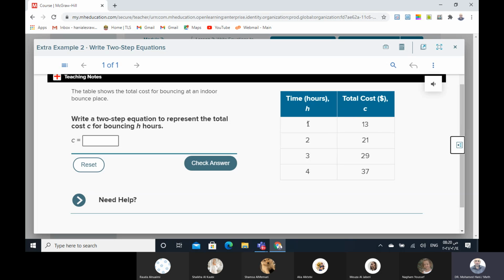Now when we have 1 hour, the cost will be 13. 2 hours, the cost will be 21. 3 hours, the cost will be 29. 4 hours, the cost will be 37. Now, who can tell me what is the relationship between the hours and the cost?